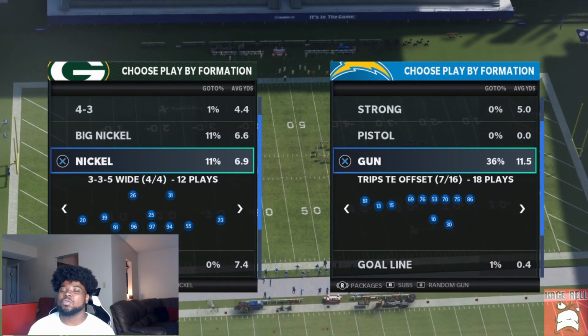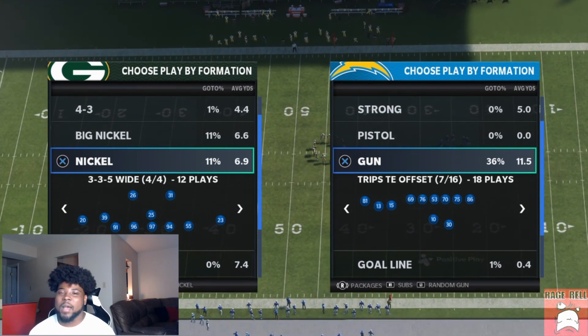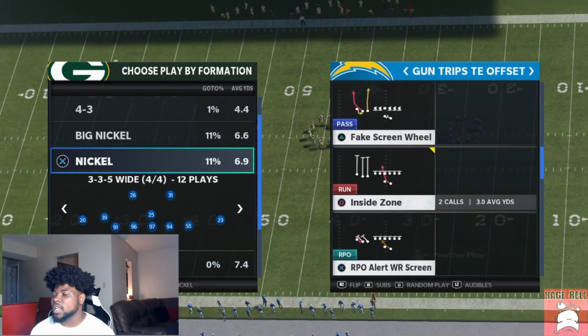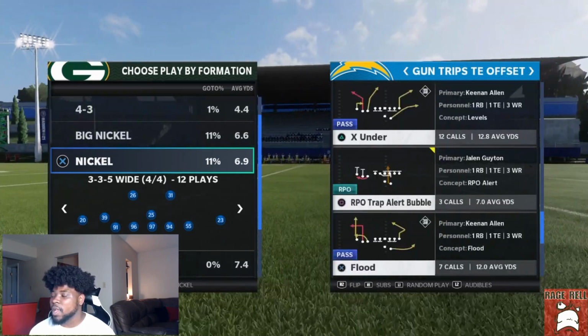So let me be a little bit more specific when I say my favorite run inside of the Seattle playbook. I'm talking about out of the trips tight end offset formation. And the two runs that I want to go over in today's video are the RPO Buck Alert and the RPO Trap Alert.